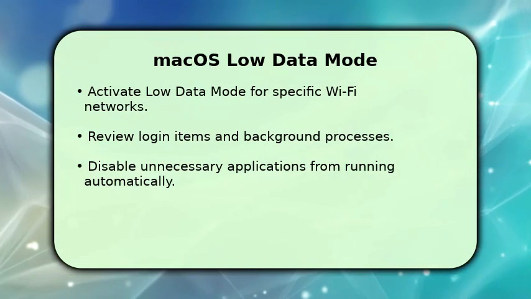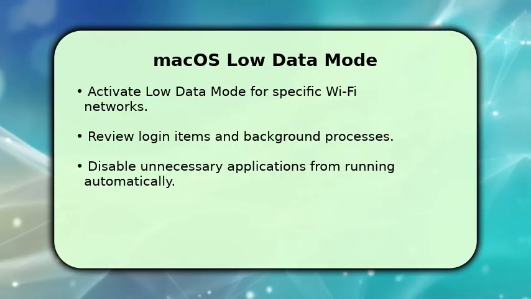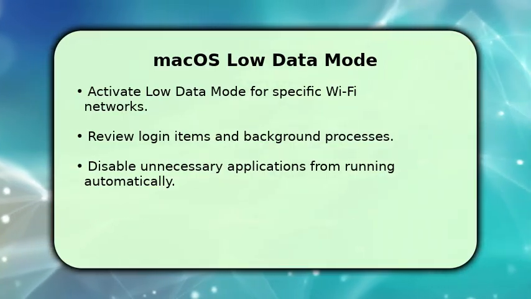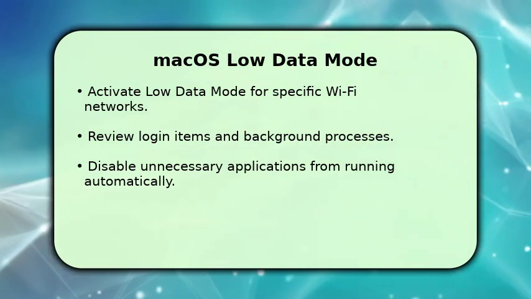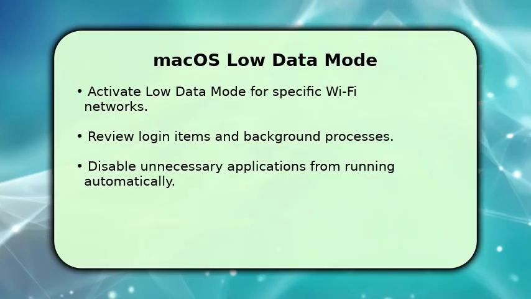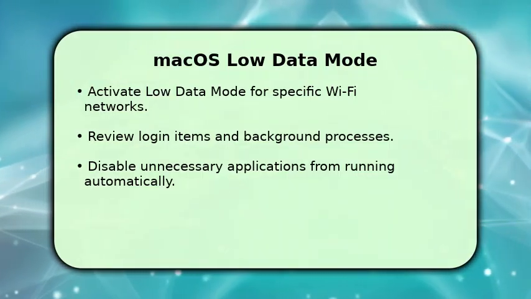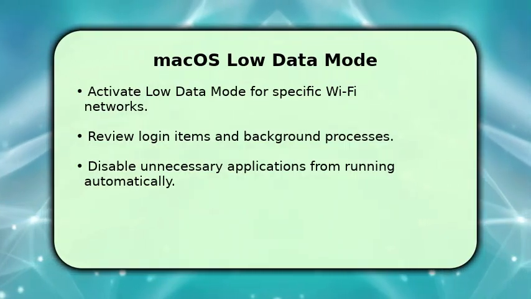If you are on a Mac, enabling low data mode is a great option. Navigate to System Settings, then Wi-Fi, click Details next to your connected network, and toggle on Low Data Mode. This reduces background network usage for that specific connection. Additionally, check General Settings, then Login Items to disable apps and processes running automatically in the background.